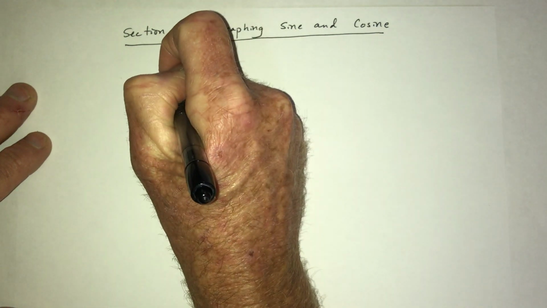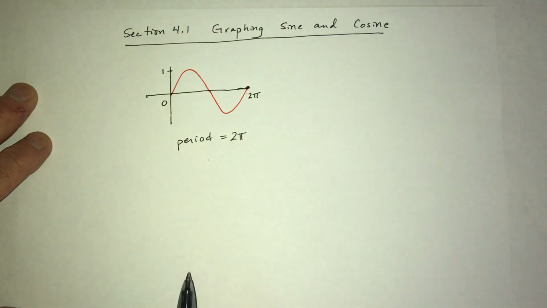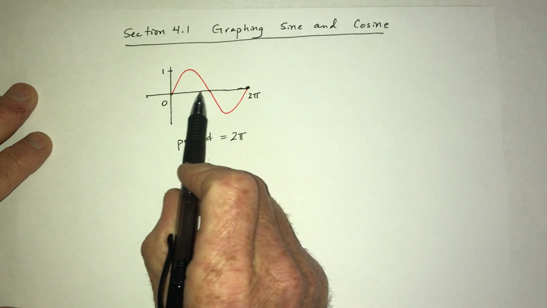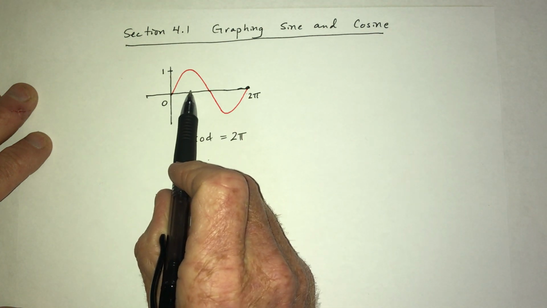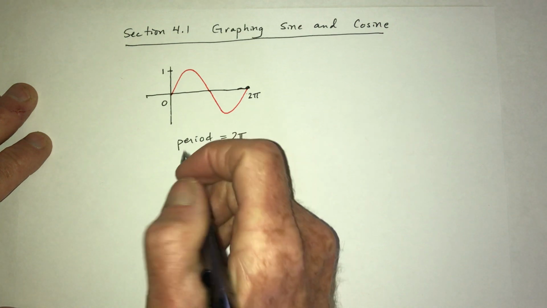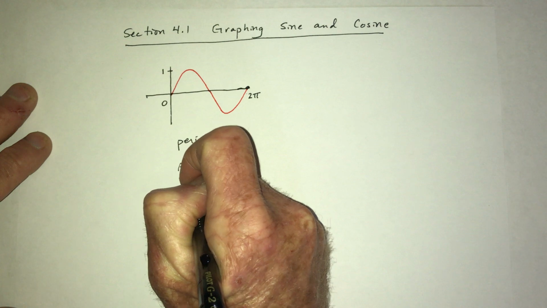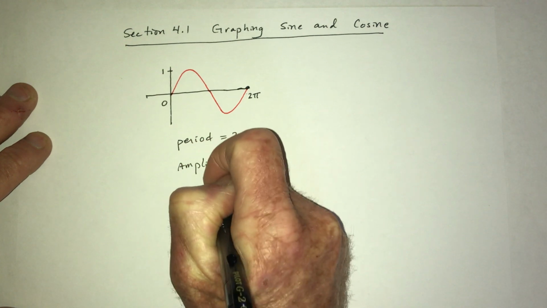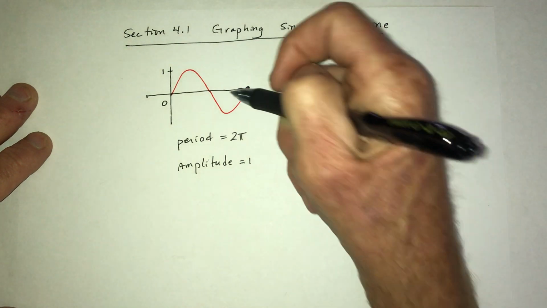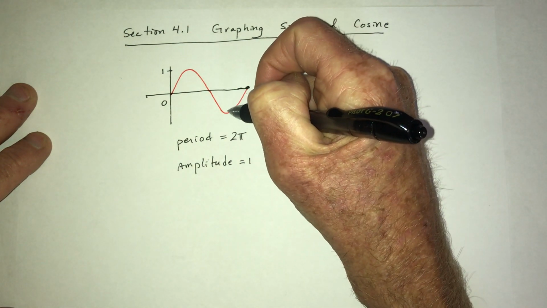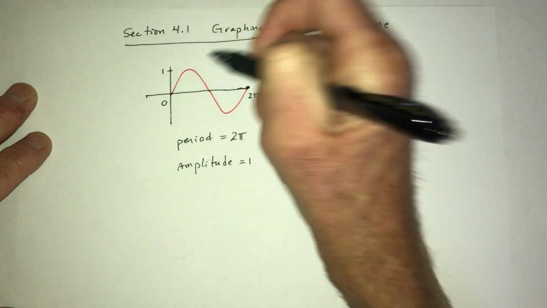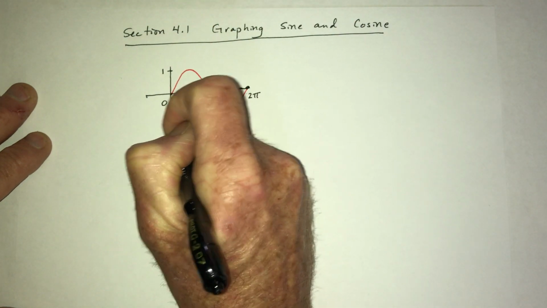Now, like I said, it goes up to 1. And so from the middle of it, so this would be the x-axis in this case, if you go from the middle to the highest point, that's a height of 1. That is called the amplitude. And whether you measure it from here down, this is still a length of 1, and this is a length of 1. So the amplitude is 1.